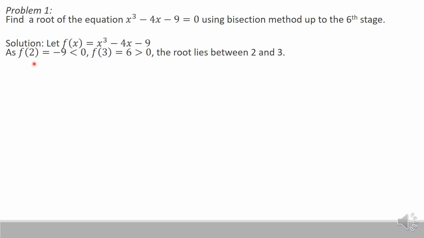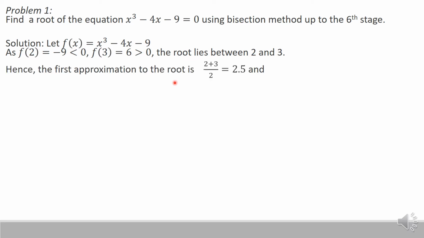So after putting x as 0, 1, 2 and 3, we observe that f of 2 is a negative value and f of 3 is a positive value. So that means the root will lie between 2 and 3. So the first approximation to the root will be 2 plus 3 by 2, that is 2.5. Next, find the function value at 2.5. Here we observe that this is less than 0.